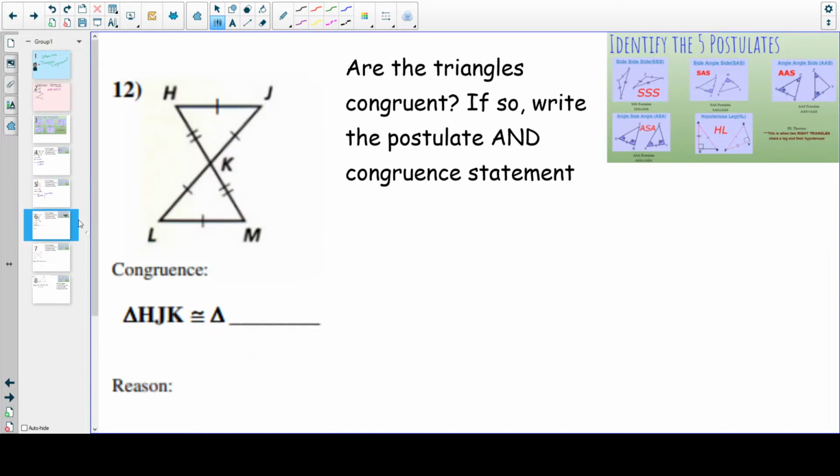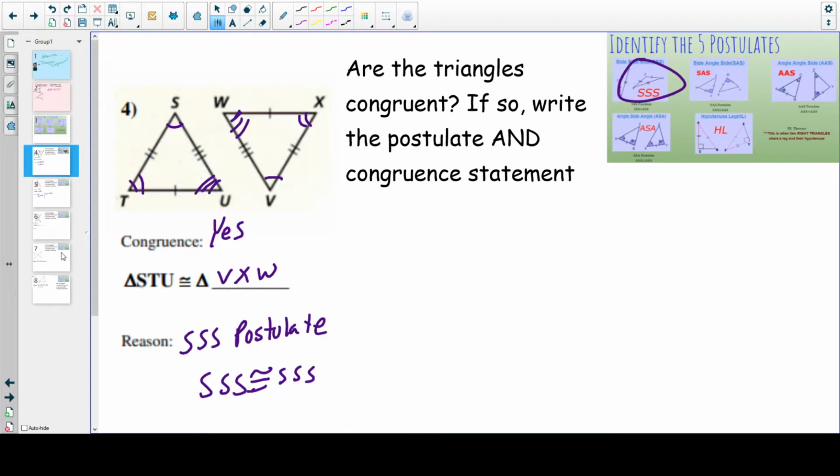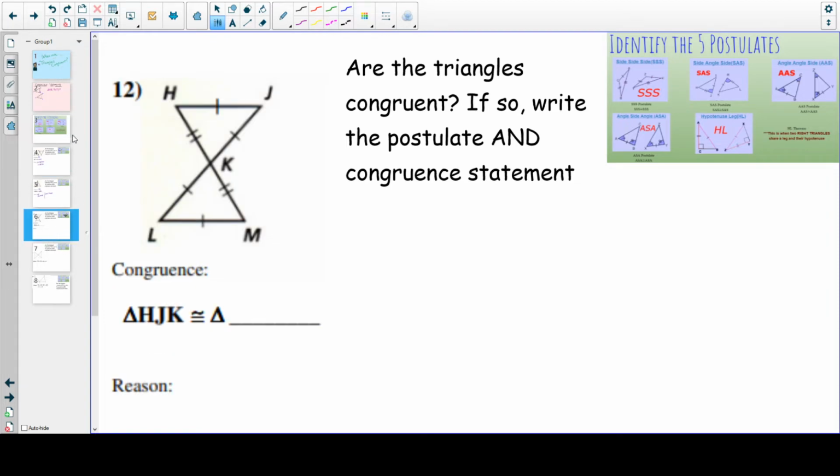Alright, let's do another example. This one kind of looks like the first example that we did. But let's dig a little deeper. We could say, definitely, we have a side thing going on. However, there's a lot more in this picture.